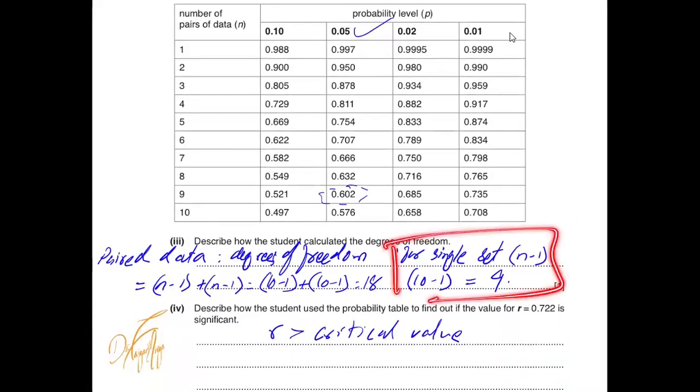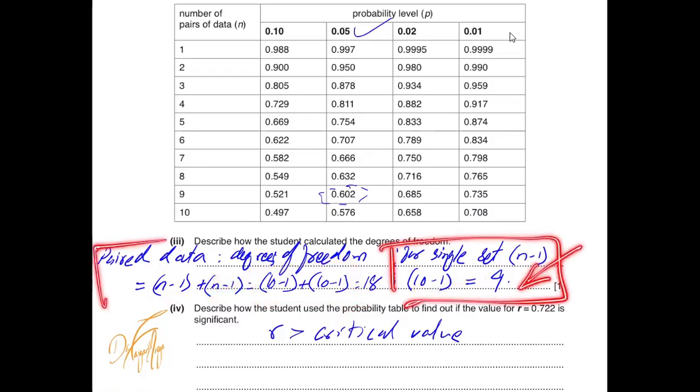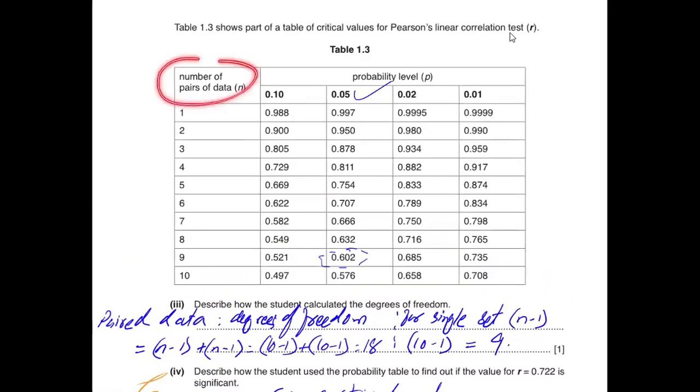So how do you calculate degrees of freedom? For a single set, we use n minus 1 because there are 10 subjects, so it's 10 minus 1, which is 9. Or for paired data, since they are pairs, we can use n minus 1 plus n minus 1, so 10 minus 1 plus 10 minus 1 giving 18. Both answers will be correct. For a single set you pick 9, for a paired test you can use 18. Since it already says pairs of data, it's safe to use the 9 value here.